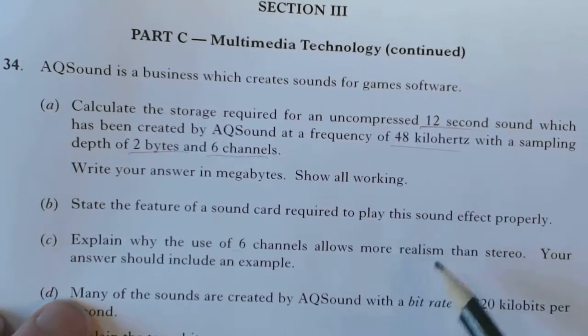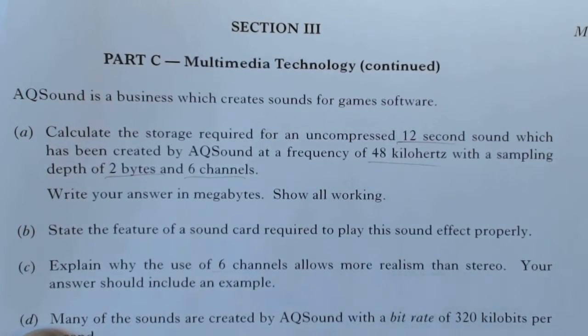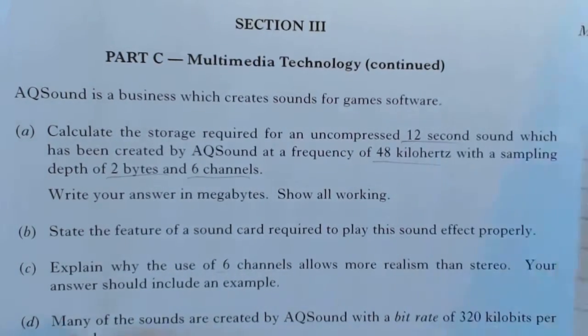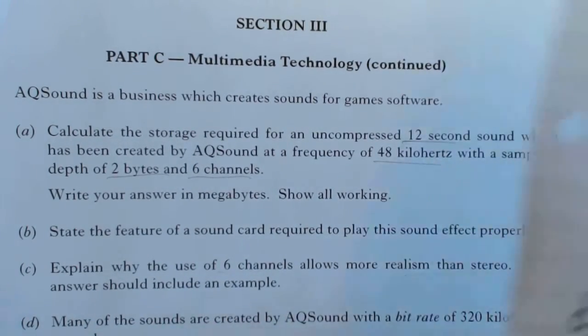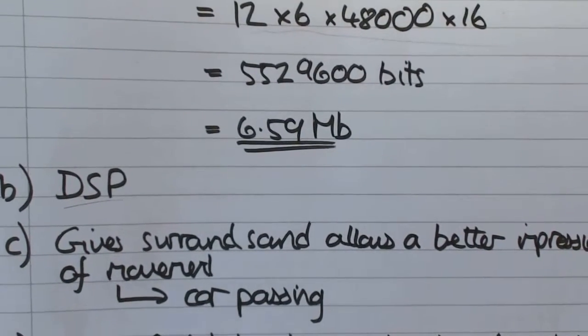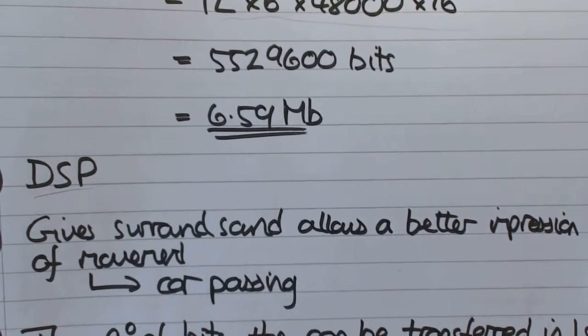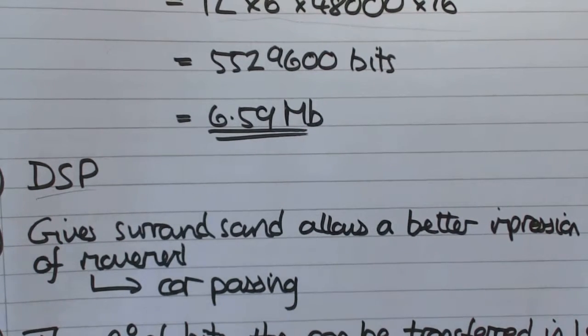Okay. Now a lot of people do like surround sound, so explain why 6 channels allow more realism. Well, it gives you a good impression that something is moving behind you, or to the right of you, or to the left of you. So they're asking you to explain why. From the marking scheme as well, this allows you to have a good impression of actually being in a real life environment.